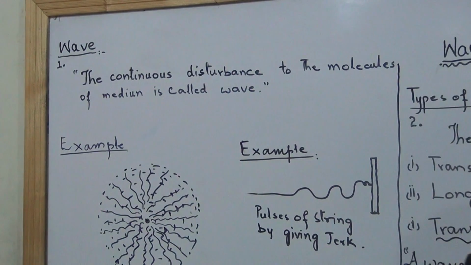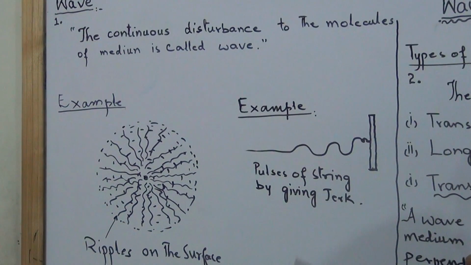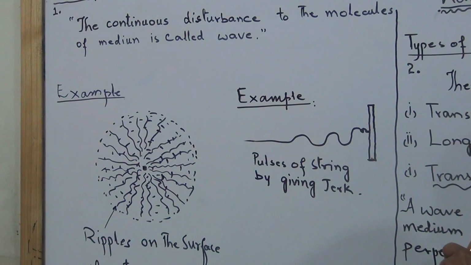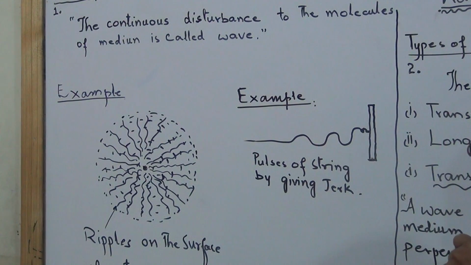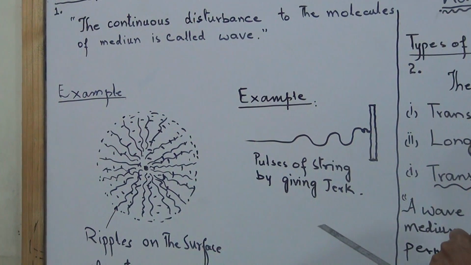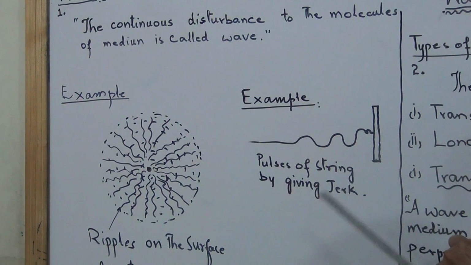Meaning, when we disturb the molecules of a substance, they start moving. When force is applied on any object, it starts moving. Likewise, the continuous disturbance to the molecules of the medium is called a wave.